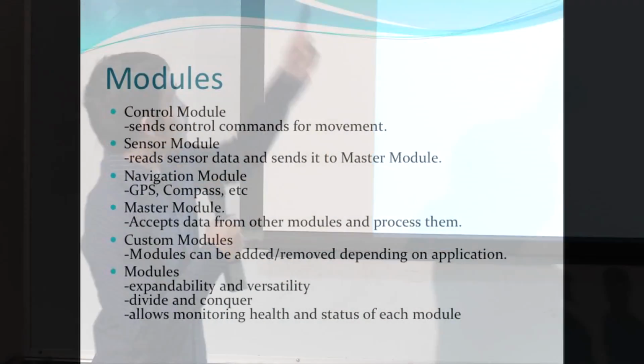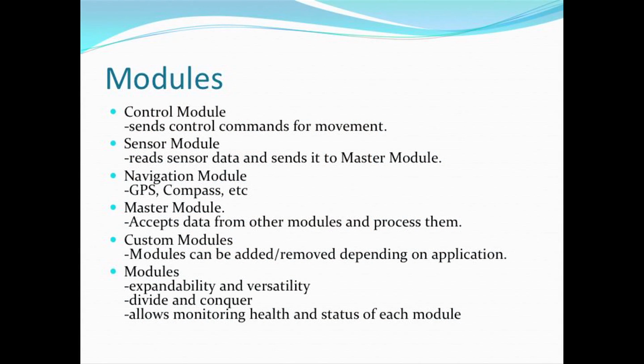The modules. The control module. Basically, the control modules send the control data to the master module, which is basically what controls the motors: forward, left, right, whatever, backward. Sensor modules send the sensor readings to the master module. And then we have the navigation module, which has the GPS and a compass. And the master module, like I said before, just accepts data coming in. And we also have custom modules, which can be added or removed depending on the application.